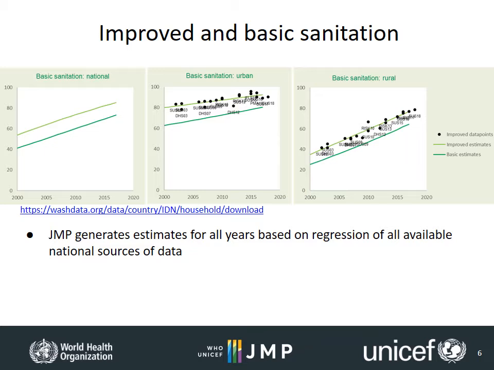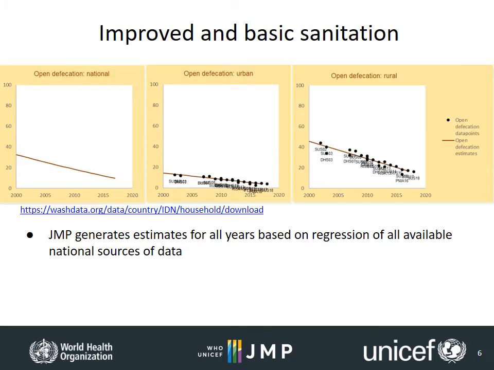For sanitation, we produce separate estimates for improved, which includes shared facilities, and for basic, which does not. And in this example, you can see that despite rapid growth in improved facilities, a significant proportion continue to share sanitation facilities, especially in urban areas. We also produce estimates for open defecation, and in Indonesia, we see a clear downward trend in both urban and rural areas. Our national estimates are the weighted average of urban and rural estimates.